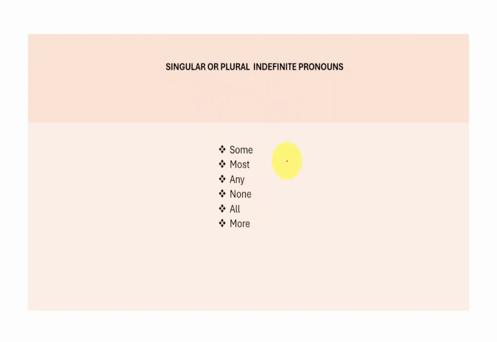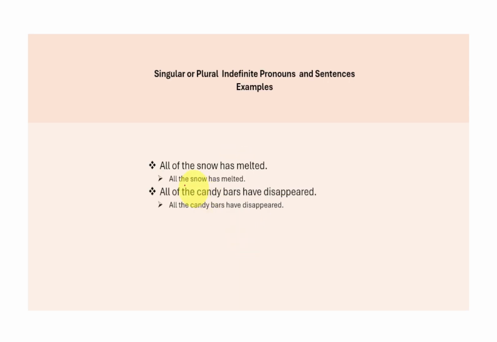Now we have some that behave sometimes as singular or plural, but it depends on how we use them. Some, most, any, none, or more. So be careful. Same thing here. All of the snow has melted. All the snow has melted. Okay. So be careful. All of the candy bars have disappeared. All the candy bars have disappeared. So here you have to watch out. Not has, but have.